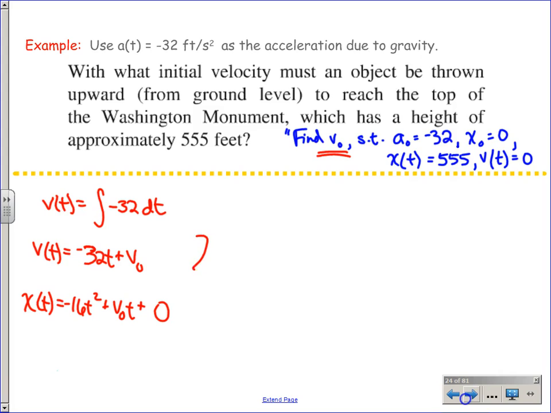But maybe what you didn't realize is how do we solve when we don't know t or v sub naught? But we know that when position is 555, what's velocity? 0. Now what do I have? A system of equations. I have 2 equations with 2 unknowns. Are we supposed to be able to do that in math? Yeah, we are.